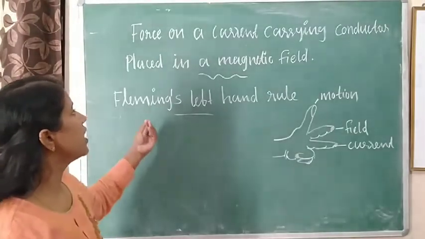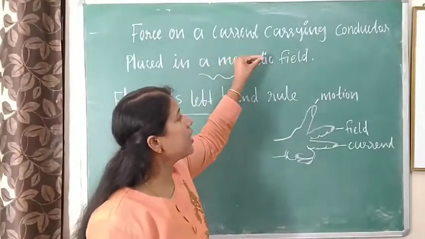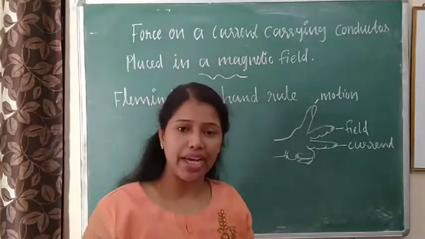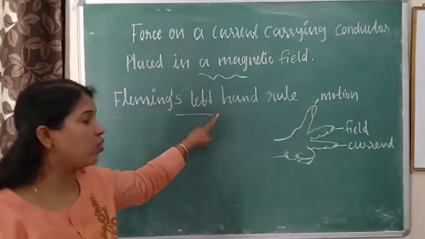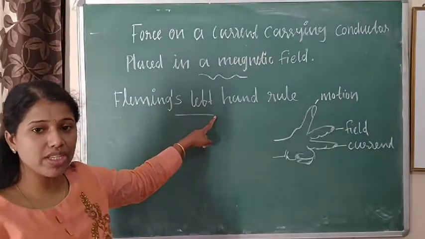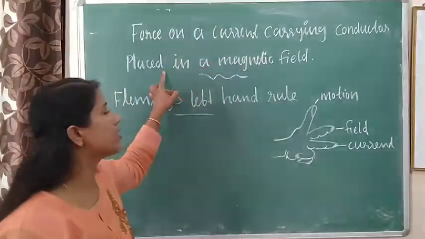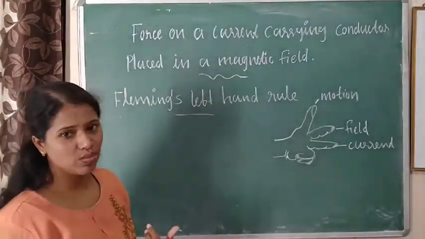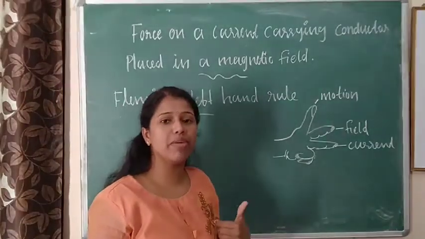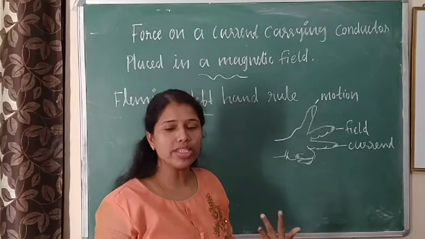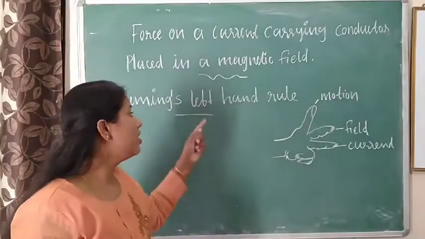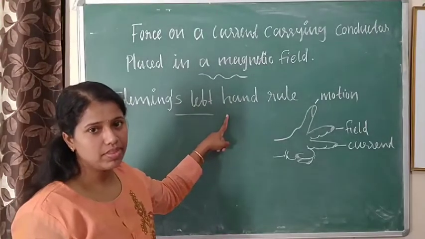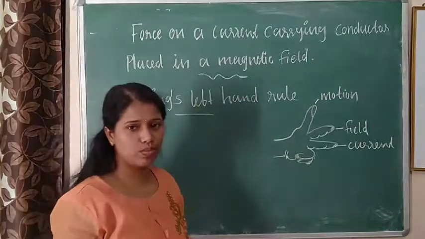The direction of force experienced by a current carrying conductor placed in a magnetic field is given by Fleming's left hand rule. What is Fleming's left hand rule? Fleming is the scientist's name. He has given two rules: one is Fleming's left hand rule, the next is Fleming's right hand rule. First is Fleming's left hand rule.